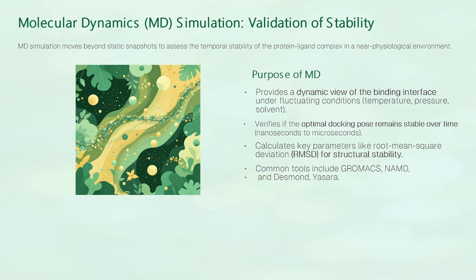Then molecular dynamic simulation is performed to check the stability of our ligand where the ligand binds to the active site. It is the validation of the stability of the ligand and the complex. MD simulation moves beyond the static snapshot to assess the temporal stability of the protein-ligand complex in a near-physiological environment. The purpose of molecular dynamic simulation is to provide a dynamic view of the binding interface under fluctuating conditions of temperature, pressure, and solvent, and verify that the optimal docking pose remains stable over time. It may run for 100 nanoseconds, 500 nanoseconds, or 1000 nanoseconds, and calculate key parameters like RMSD, root mean square deviation, to predict structural stability. We can perform molecular dynamic simulation using GROMACS, NAMD, or Desmond software.